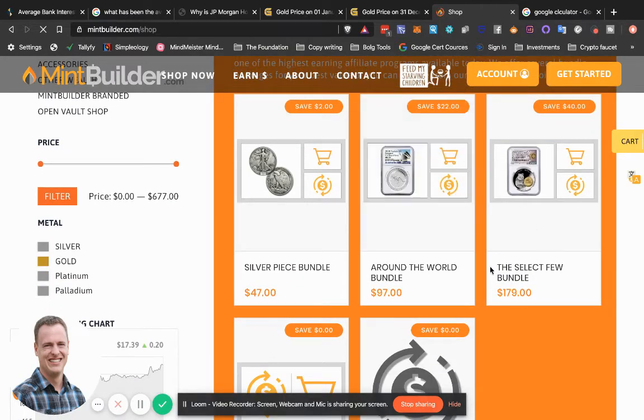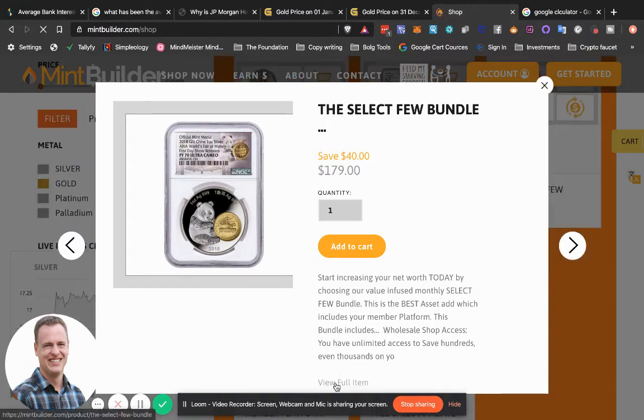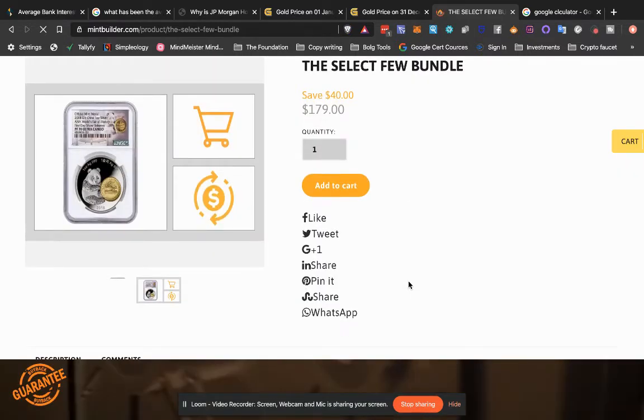I'm doing this select few bundle. And what this is, let me see, I'll show you a quick view if it'll give me the right description. So this is an MS70 coin, meaning that it's the best mint rating you can get. It's always NGC or, right now, for the moment, I'm forgetting the other rating company that shows here.